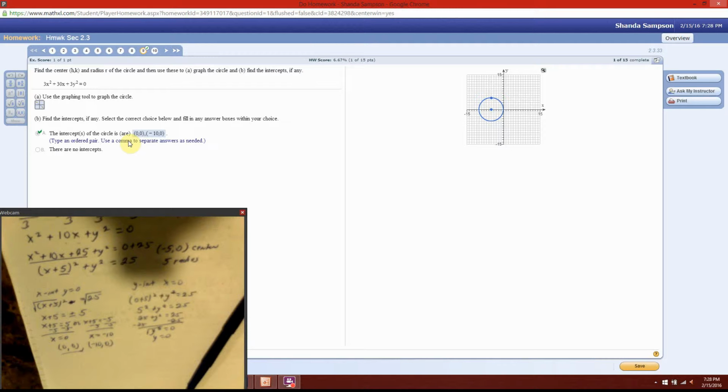So now you know how to find the center, the radius, graph it and find the intercepts when you're given an equation in the general form of a circle. Also, this one had a coefficient that was greater than 1, or wasn't 1, so you also had to divide through by 3.